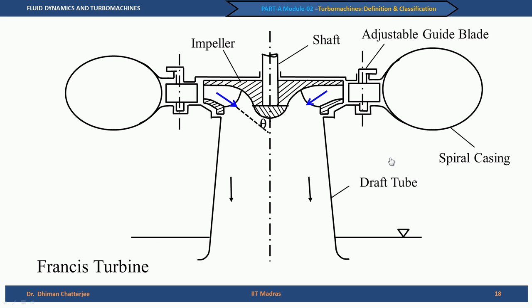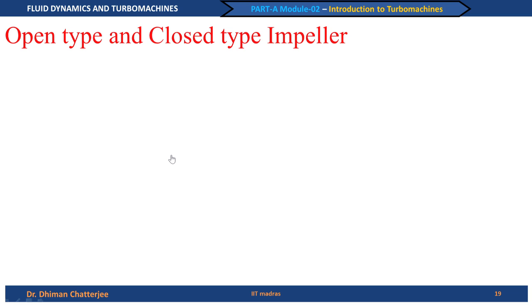It will become clear when we see a Francis turbine, which is yet another type of hydraulic turbine. So, you see that the fluid enters from the guide vane in this direction radially, but when the fluid is passing through the rotating blades or impeller which is connected to the shaft, you see that it makes an angle theta with the axis, and hence this theta, which is neither 0 nor 90 degree, is somewhere in between. This is called the mixed flow machine.